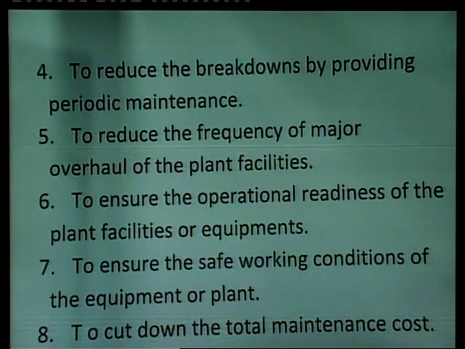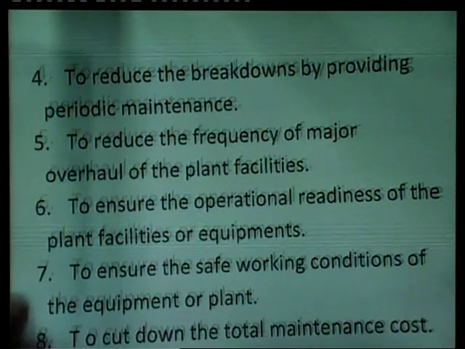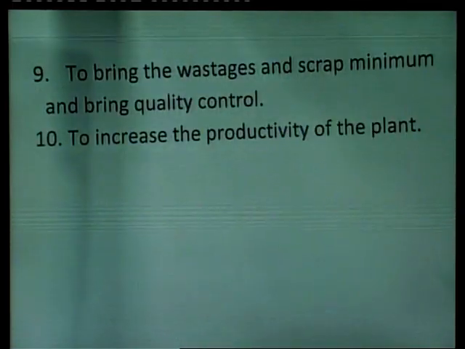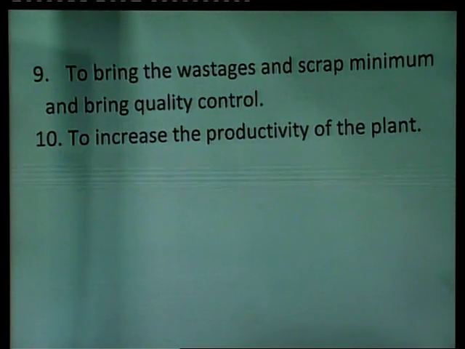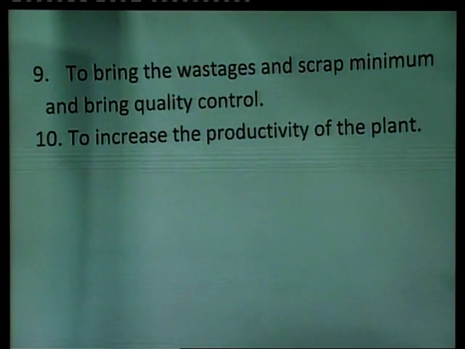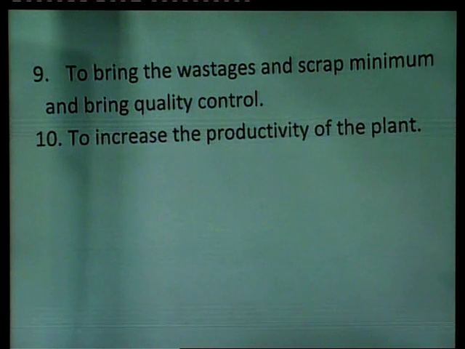Eighth one is to cut down the total maintenance cost. The objective of maintenance is also to reduce the maintenance cost. When the maintenance cost of the industry is reduced, then economy is created in the production. Next one is to bring wastages and scrap to a minimum and bring quality control. So, maintenance also involves scrap minimization and reduction of wastages, and it improves the quality of the product.